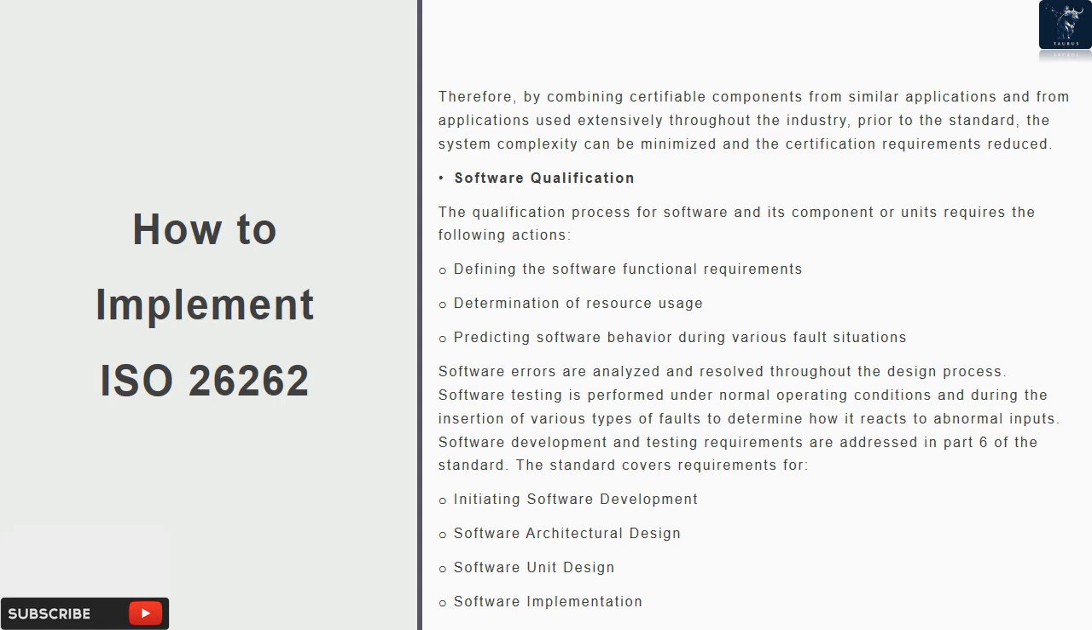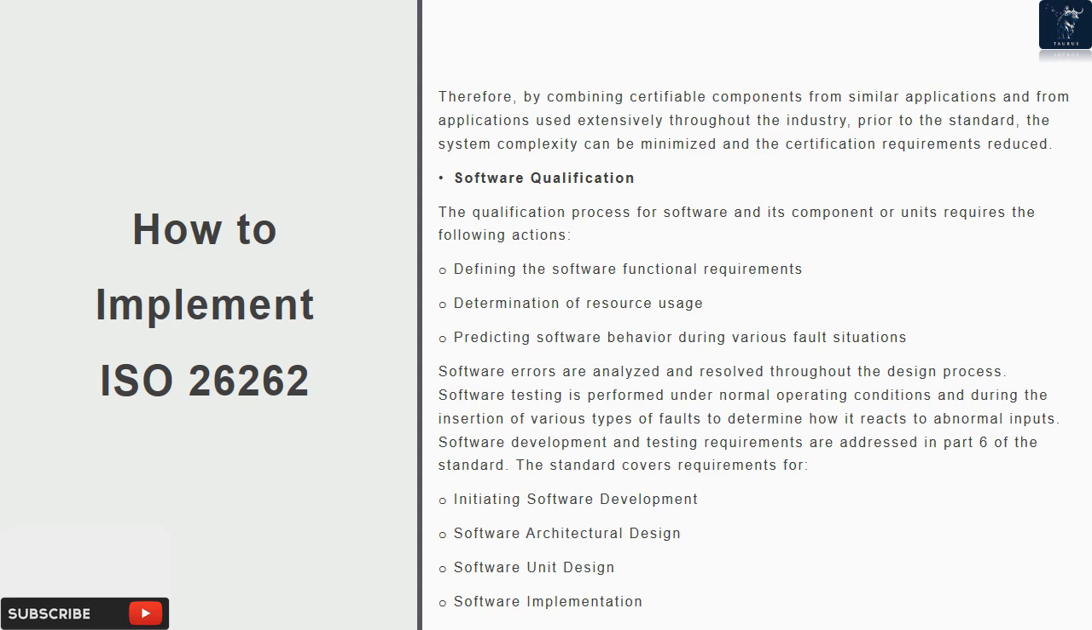Software qualification. The qualification process for software and its component or units requires the following actions. Defining the software functional requirements. Determination of resource usage. Predicting software behavior during various fault situations. Software errors are analyzed and resolved throughout the design process. Software testing is performed under normal operating conditions and during the insertion of various types of faults to determine how it reacts to abnormal inputs.